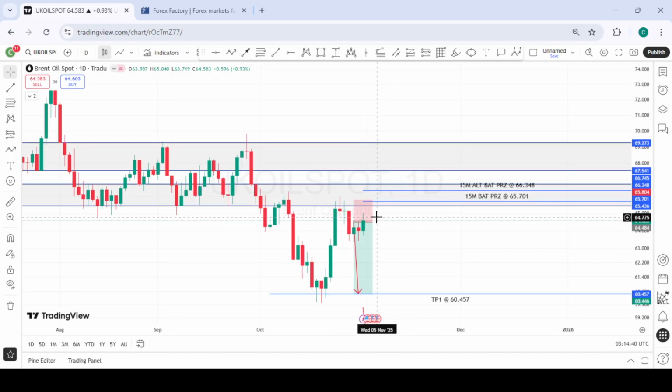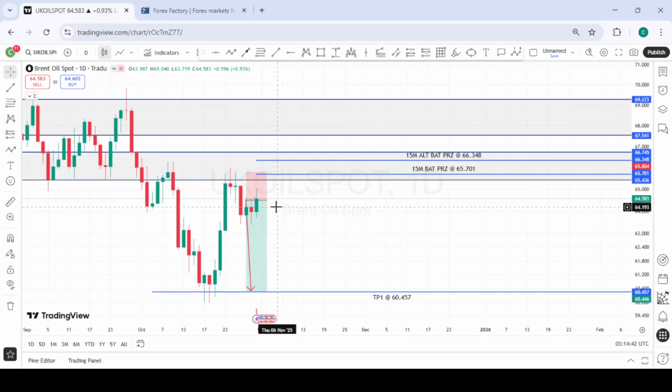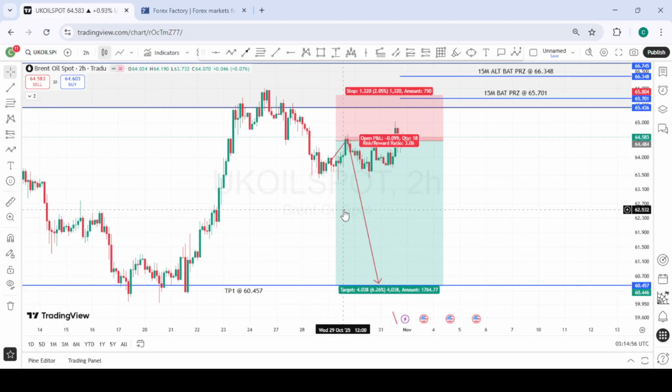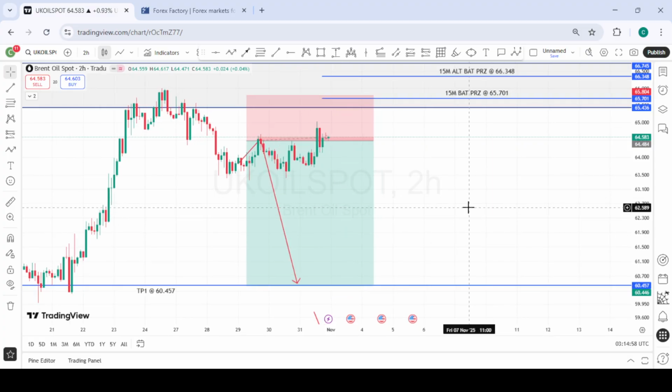We have here UKOIL. So last week, price had made its way to this area of interest where we're looking for it to take ourselves. Price gave us nice daily rejections within this zone and gave us this strong bearish engulfing candle. If you drop down to the 2-hour time frame, you realize that it was a head and shoulder formation actually that played out in that zone.